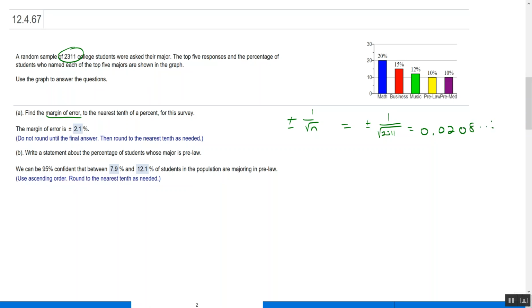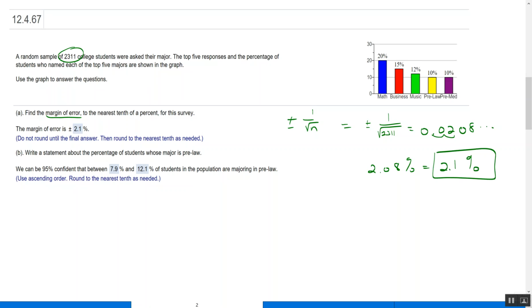We're supposed to round it off to the nearest tenth of a percent. So I will change this to a percent by multiplying it by 100. So I get 2.08%, or 2.1% rounded to the nearest tenth. So that's my answer for the first part.